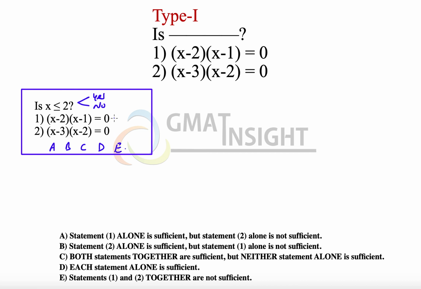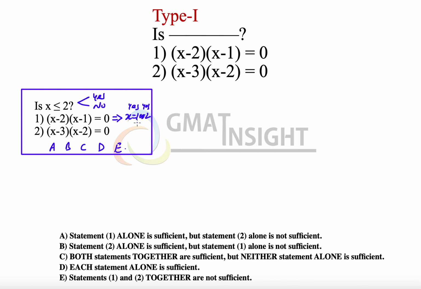Now, the first statement is (x minus 2) times (x minus 1) equals 0. I am using the same two statements for almost all the questions; only in one question have I changed the statements a little. This statement means that x is either 1 or 2. Is x less than or equal to 2? For 1, yes, 1 is less than or equal to 2. For 2, the answer is again yes, because 2 satisfies the condition, whether x is 1 or 2.